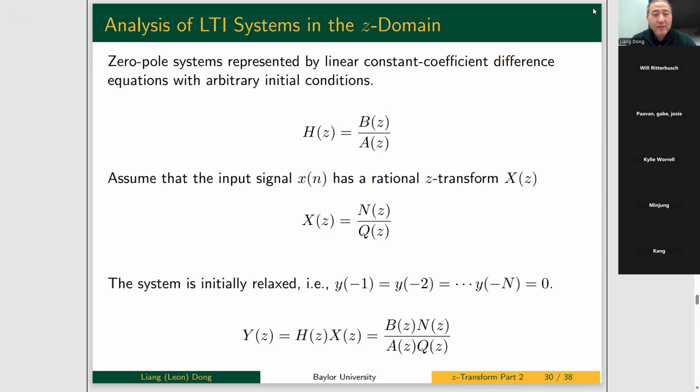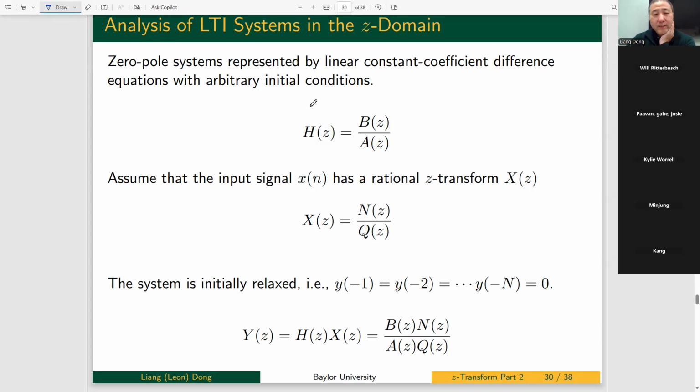So with these, let's look at LTI systems in the Z domain. Now I know I can do a forward Z transform. Once I sort out everything in the Z domain, I can always do an inverse Z transform and get back to the time domain. So the Z transform is really a very powerful tool for me to analyze LTI systems. Let's look at some more details.